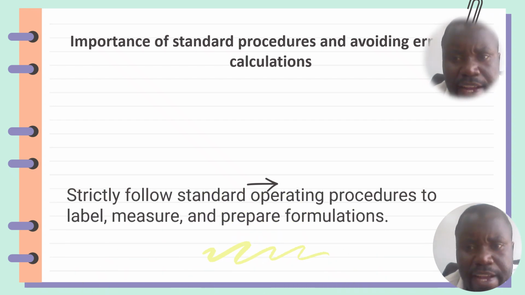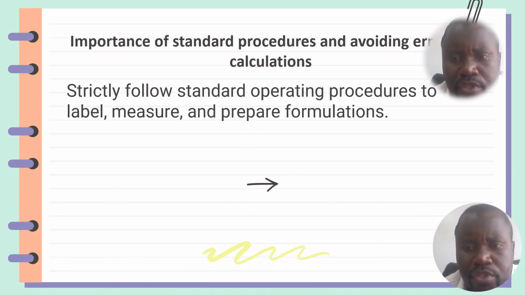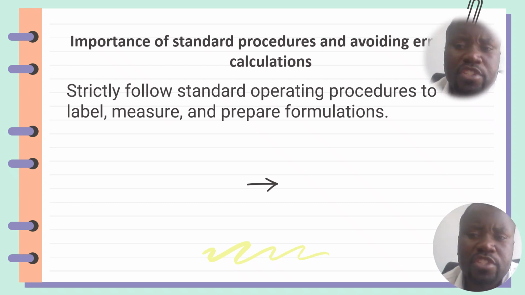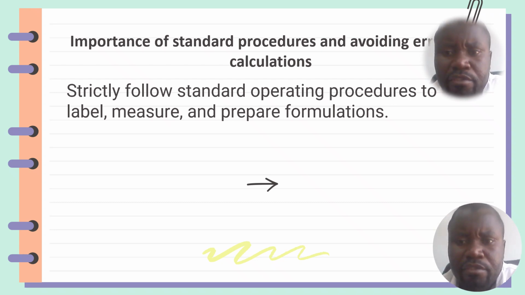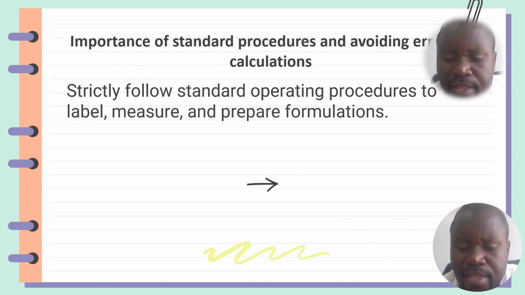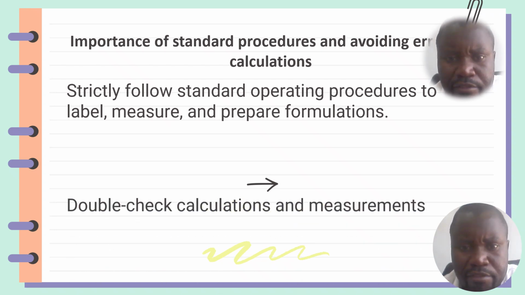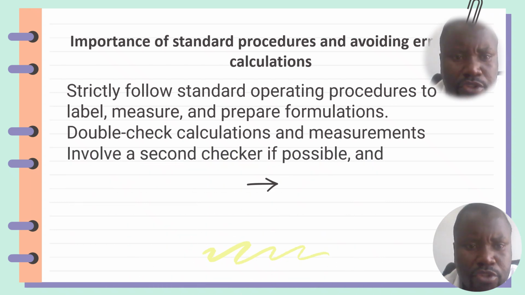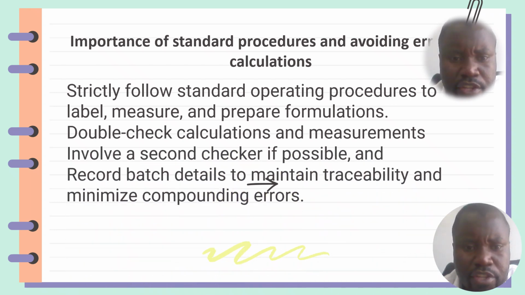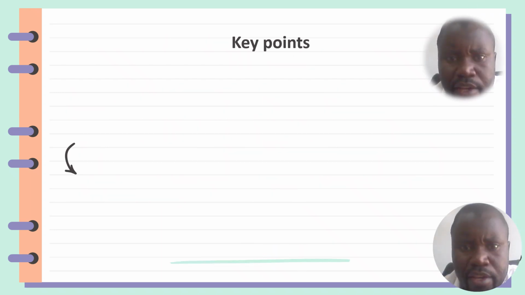Some of the procedures are important, but the idea is that you should ask yourself, is there a procedure? If there is a procedure, stick to the procedure for repeatability, so that when you make that again, you come and refer to the same, and another person can make the same standard and quality of a formulation, because that is important. So standard operating procedures are important for labeling, measuring, and final preparations. Double checking is crucial. You can involve a colleague to double check your work, but also make sure you are able to record even the batch numbers for traceability and also minimizing errors.